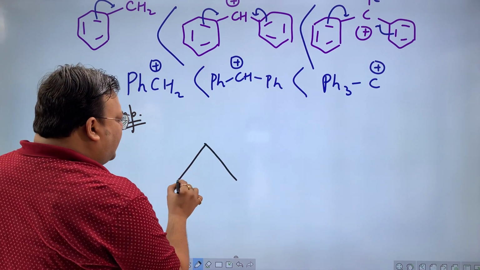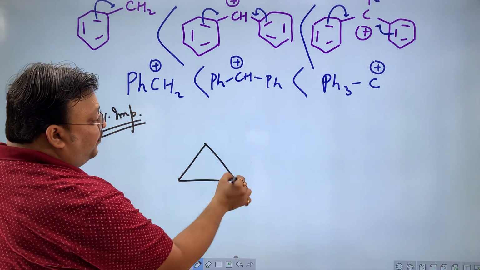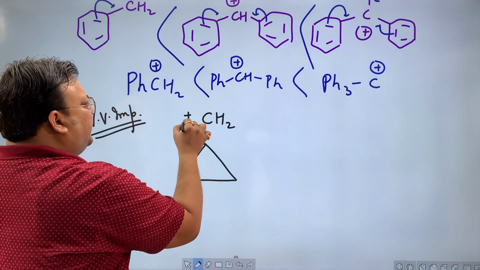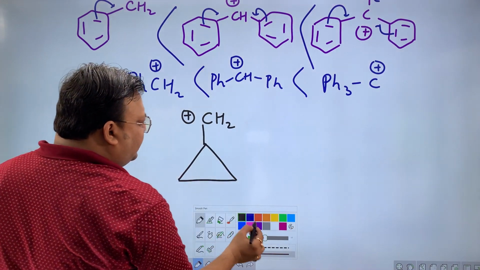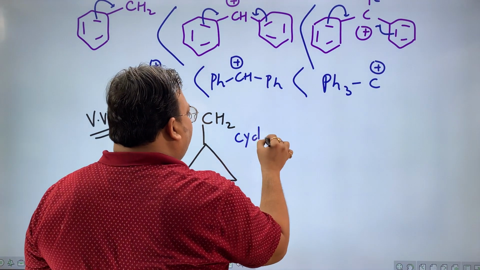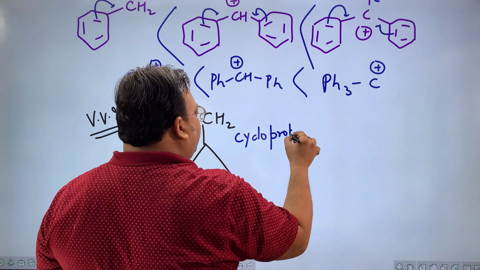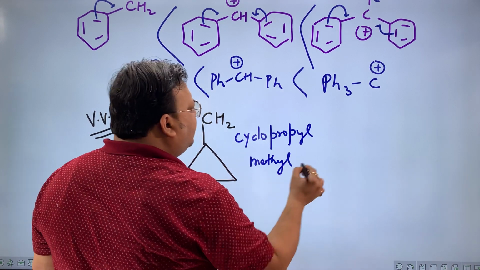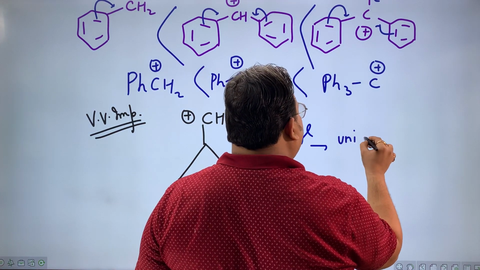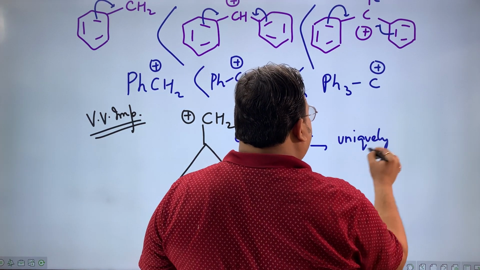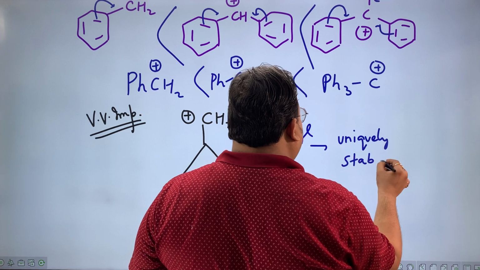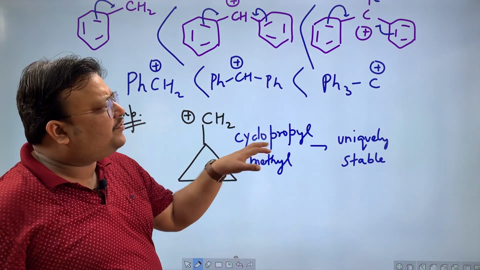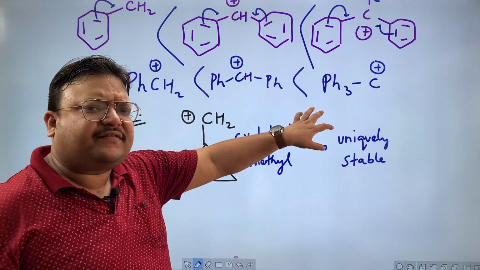I draw an equilateral triangle like this. So this is representing a cyclopropyl ring to which I attach a CH2 plus here. Now first of all, let me call this cyclopropyl methyl carbocation. Now cyclopropyl methyl carbocation is uniquely stable. This is very uniquely stable. The structure of this species is such that it is even more stable than a benzylic. It's even more stable than Ph3C plus with so many resonating structures.